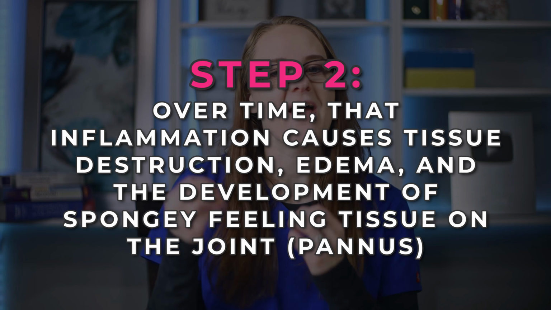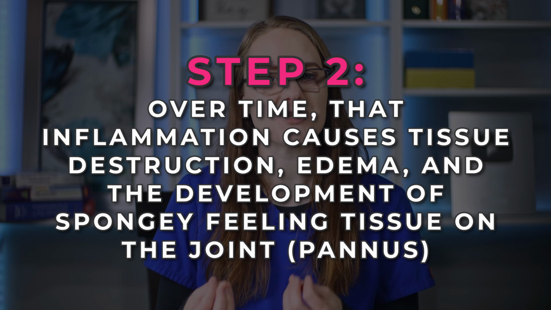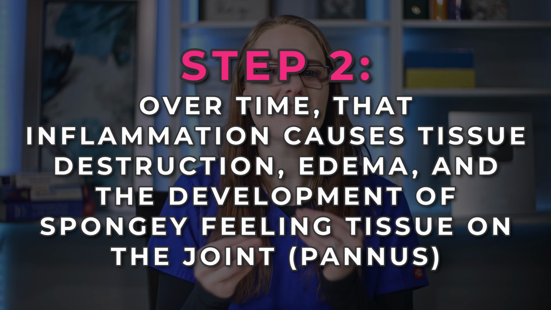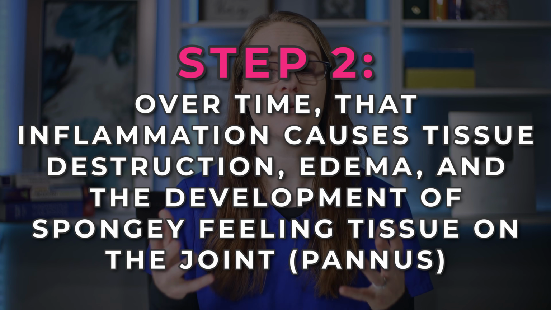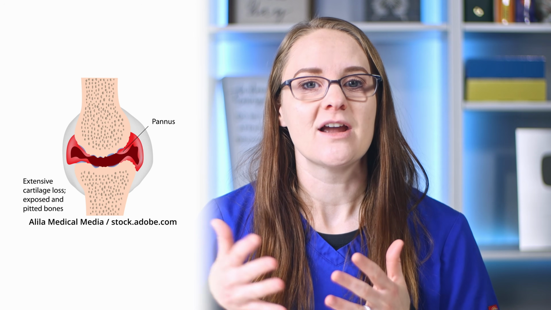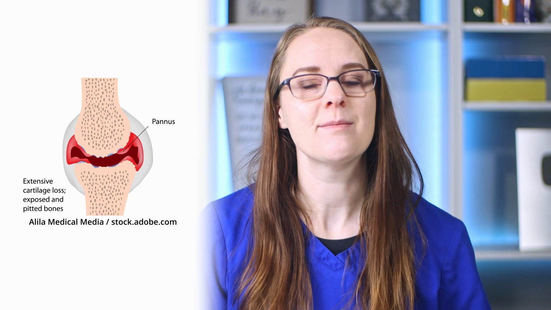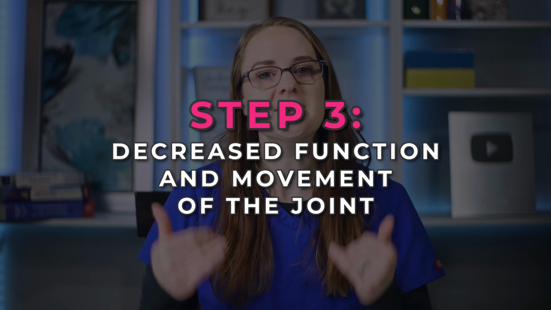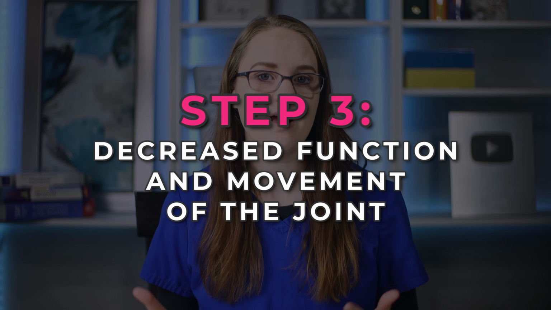Now, step number 2 is that over time, that inflammation causes tissue destruction, edema, and the development of spongy feeling tissue on the joint, which is called pannus. Now, this extra tissue growth, that pannus, can cause pain and damage to the joints and the surrounding cartilage, which will decrease mobility and function of that affected joint, which is now step number 3 of this process. There's decreased function and movement of the joint.